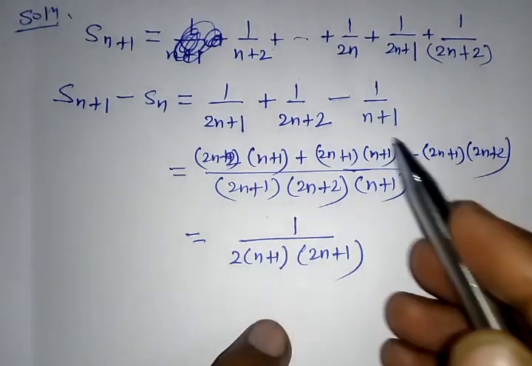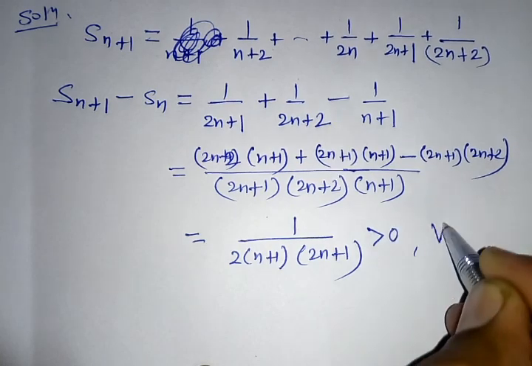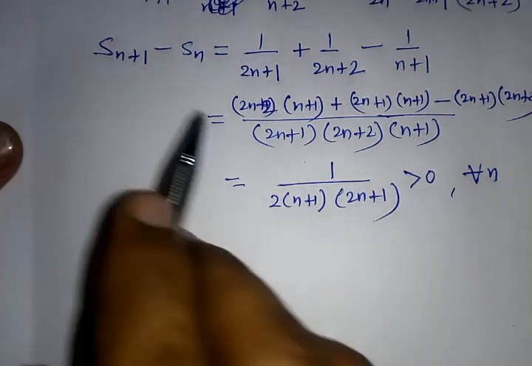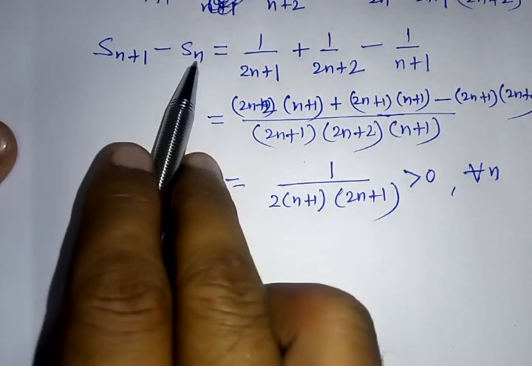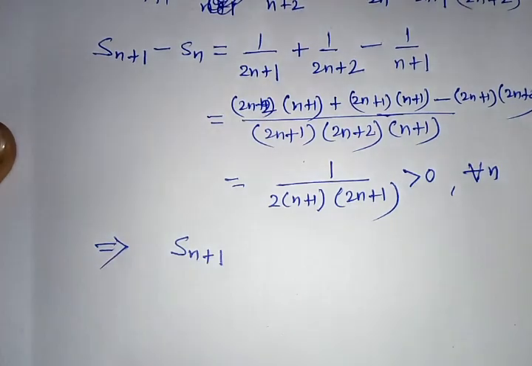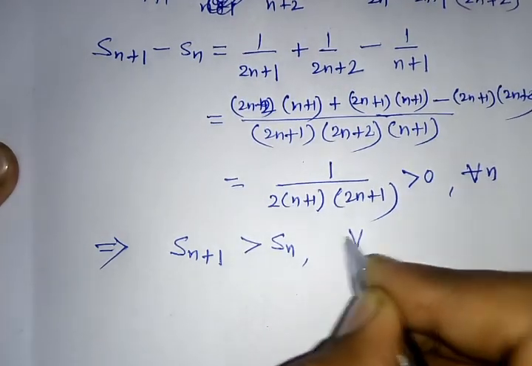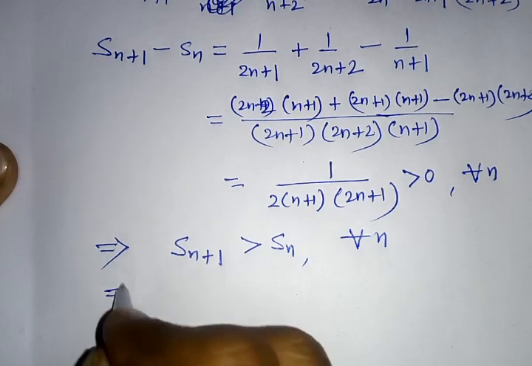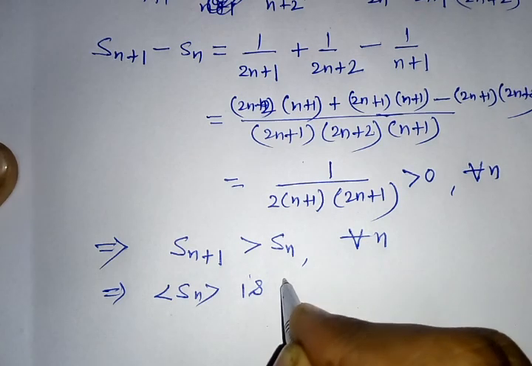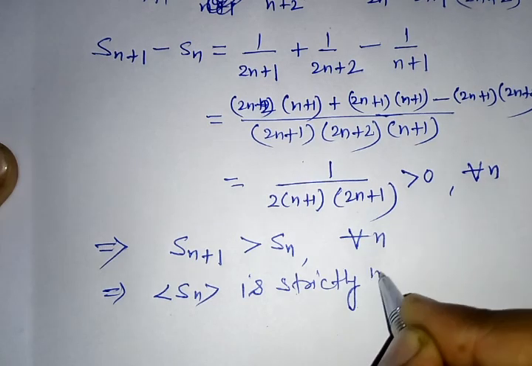Okay, so you can simplify these terms, we get this, and this term is what? Greater than 0 for each natural number. Okay, if this term is greater than 0 and this is equal to what? Sn plus 1 minus Sn. So what we find implies Sn plus 1 is greater than Sn for each n, and this implies sequence Sn is strictly increasing sequence.